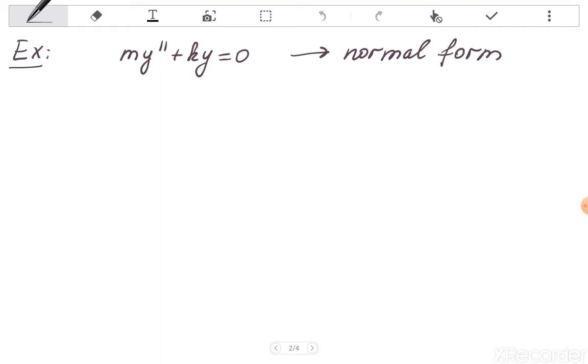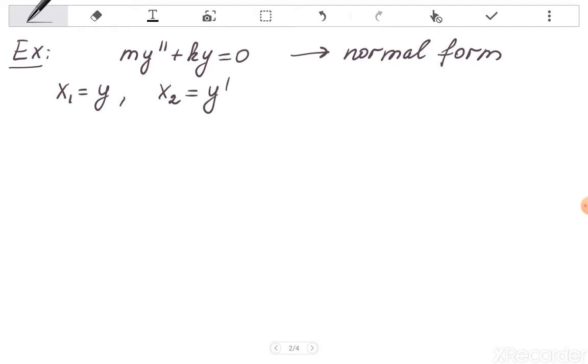Let me show you when we can write something in normal form. It's not, in fact, only for systems, it's also for differential equations. For example, let's look at this equation where m and k are just constants and y is a function of t. How can we write this as a system and then write it in a normal form? So as a system we can write it as follows. Let's say x1 will be y and x2 will be, say, y prime.